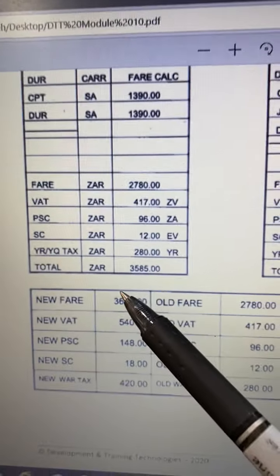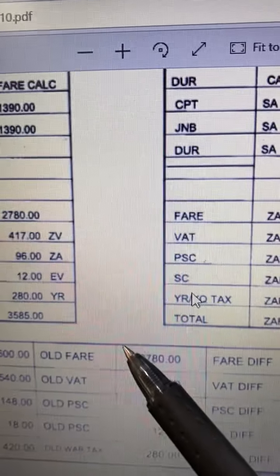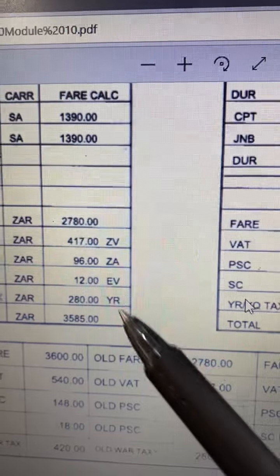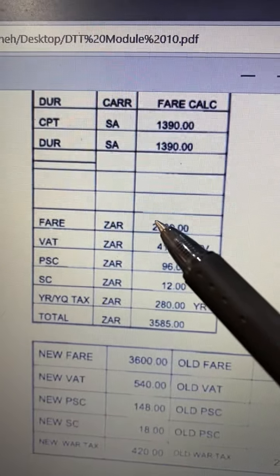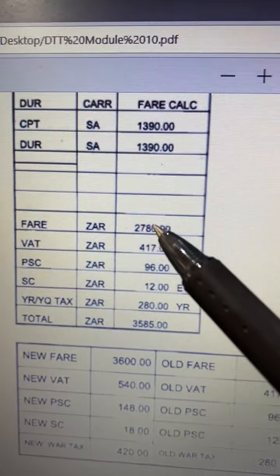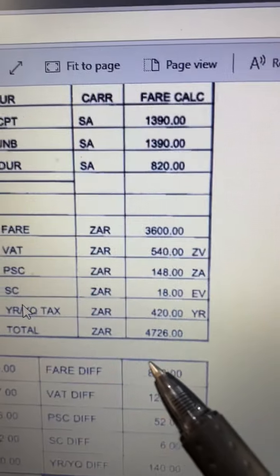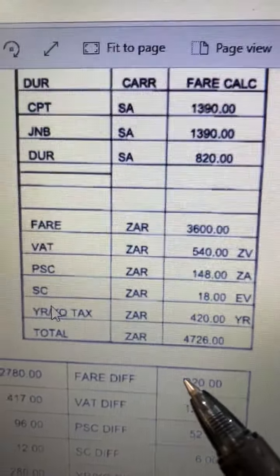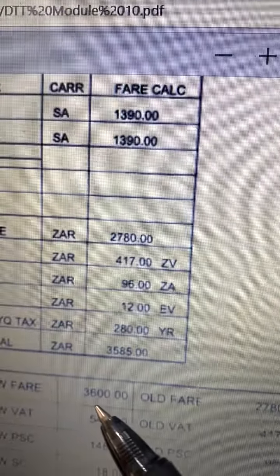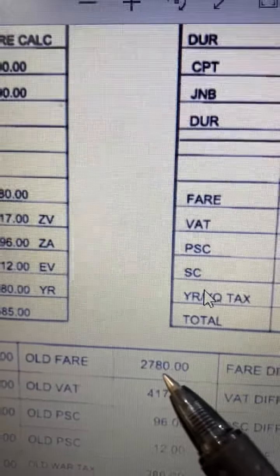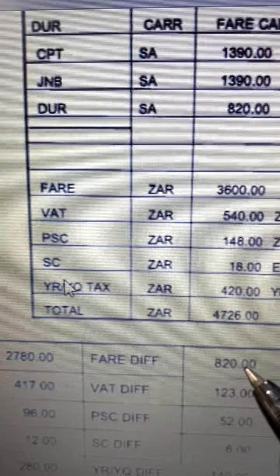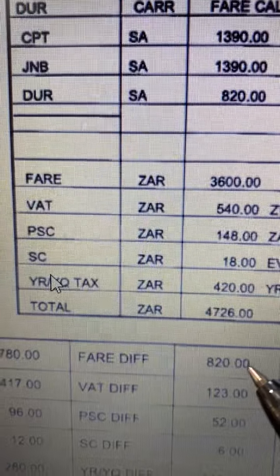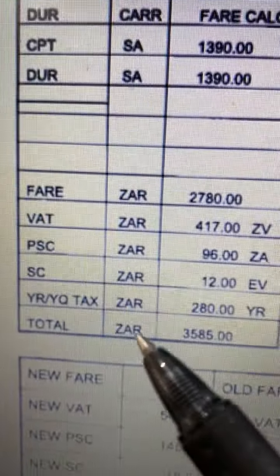Let me first find it. New fare. I compare it to my old fare. Where's my old fare? You can see it from here. There it says fare. That's the old fare calculation. And the difference, you subtract: 3,600 minus 2,780 and you get 820. What else must we compare?